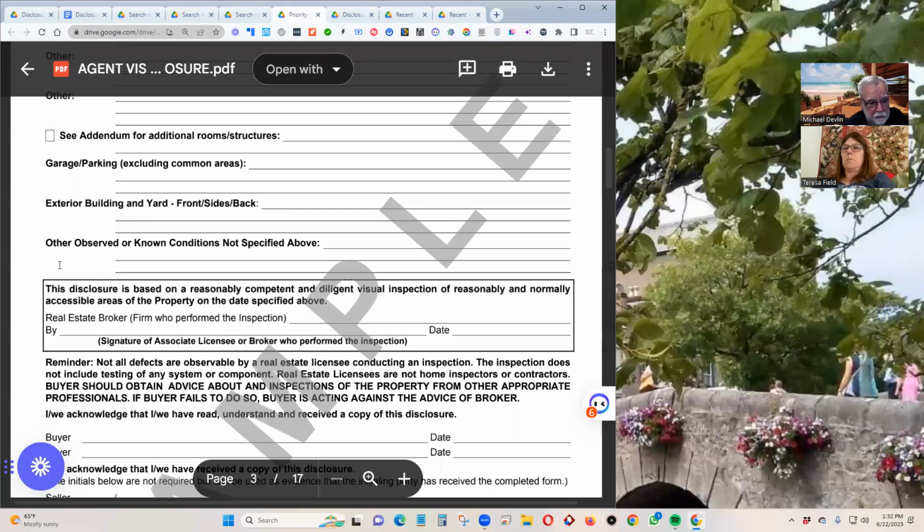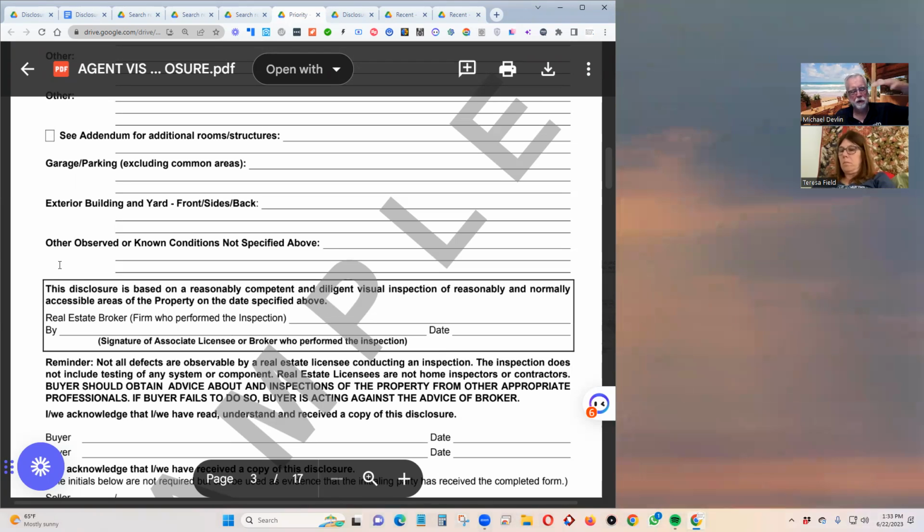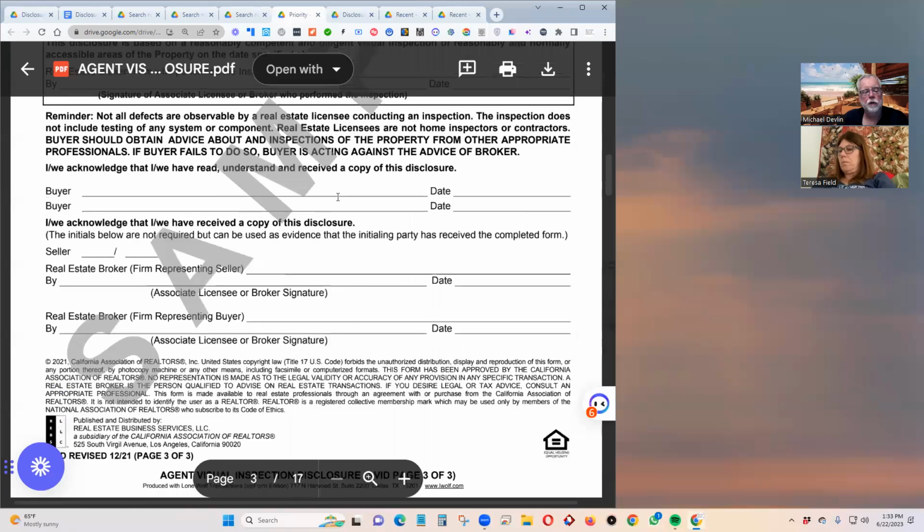That's where you'd write it down. All of these programs, by the way, have the ability to create an additional text overflow addendum, right? So you can just keep writing and writing and writing. I've had sellers, I mean, we came up with pages of stuff. So this would be a good quiz question.